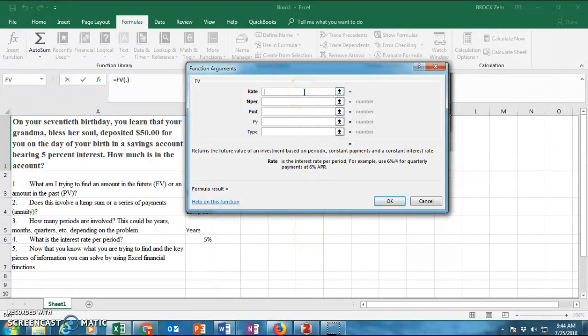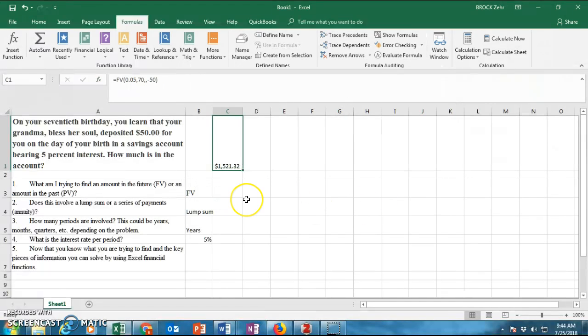Our rate is 5% or 0.05. N per stands for number of periods, and we've got 70 years, so we're going to use 70. Payment, if we had payments that were made every year, we would put a number in here, but this was a lump sum problem, so we're only going to put the initial deposit, and Grandma deposited $50. $50 came out of her bank account, so we're going to put it in as a negative. Click OK, and voila, there is our answer. That $50 over 70 years at 5% interest has grown to $1521.32.